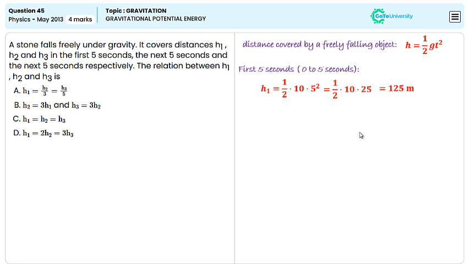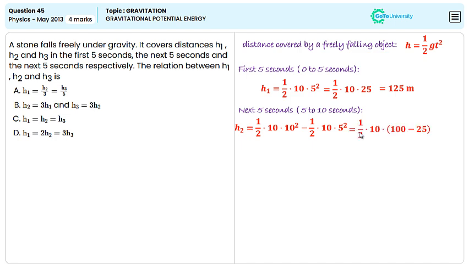In the next 5 seconds, which is 5 to 10 seconds, we have h2 is equal to 1 by 2 into 10 into 10 square minus 1 by 2 into 10 into 5 square, which is equal to 1 by 2 into 10 into (100 minus 25), which is 1 by 2 into 10 into 75, which is nothing but 375 meters.